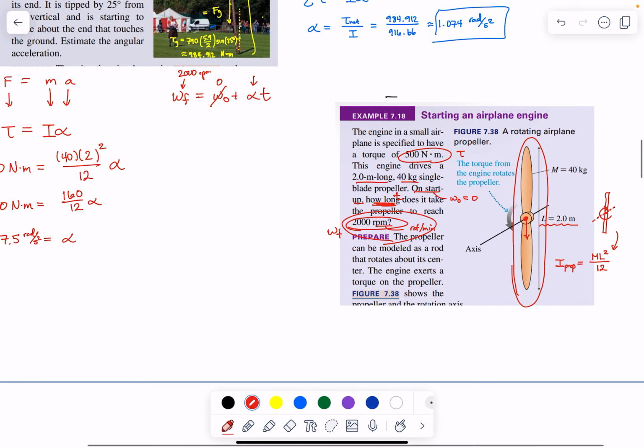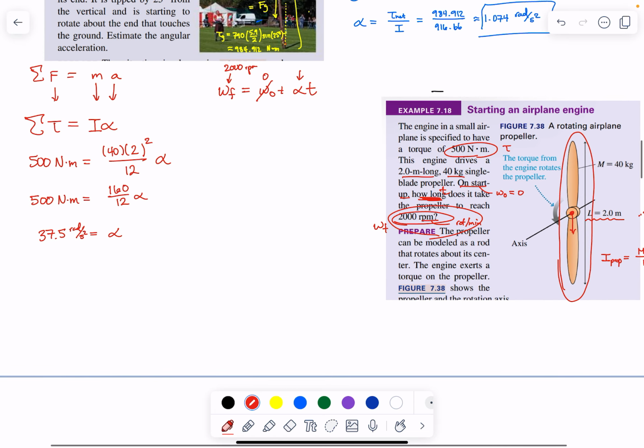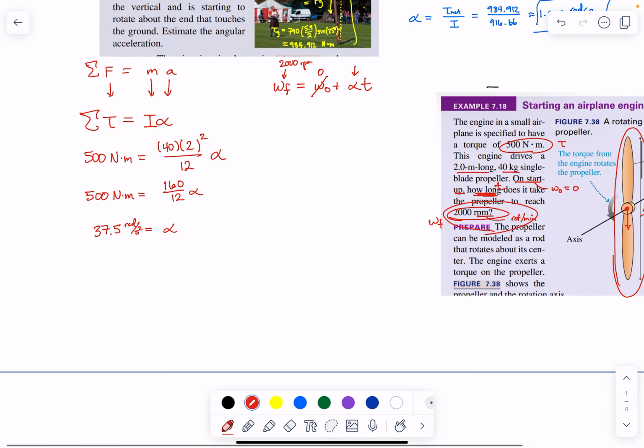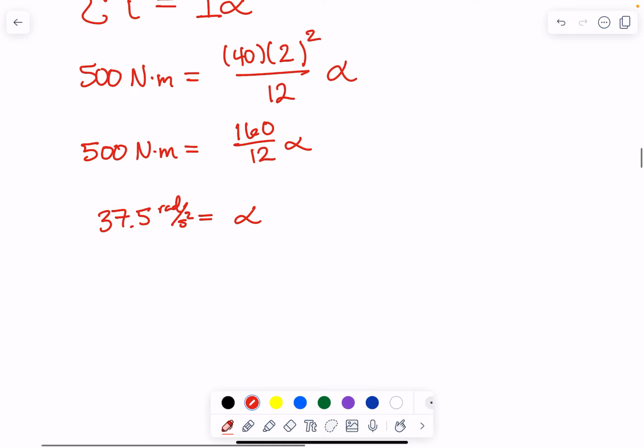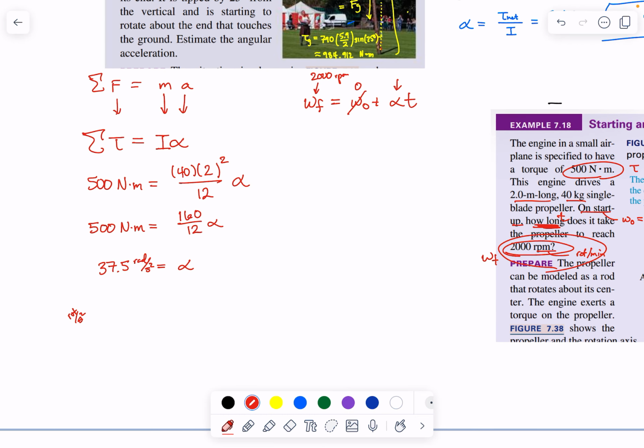Let's see, the 40 was kilograms. The 2 was in meters, and the 12 was unitless. So yes, we would have radians per second squared. You just got to keep in mind, right, you can have different kinds of units. We could have ended up with rotations per second squared. So just be very careful when you're solving these problems. What units are you using? So 37.5 goes in for alpha.